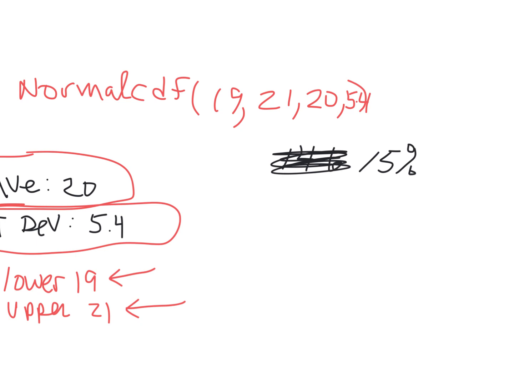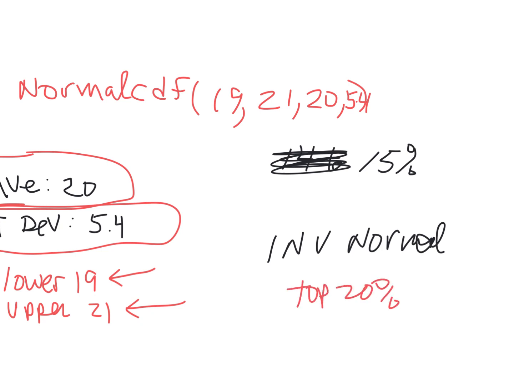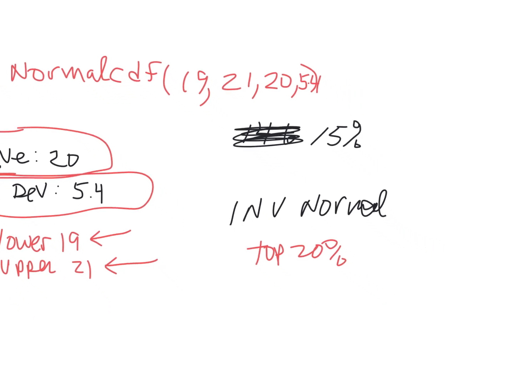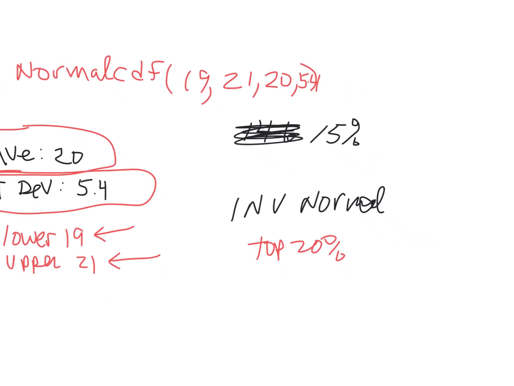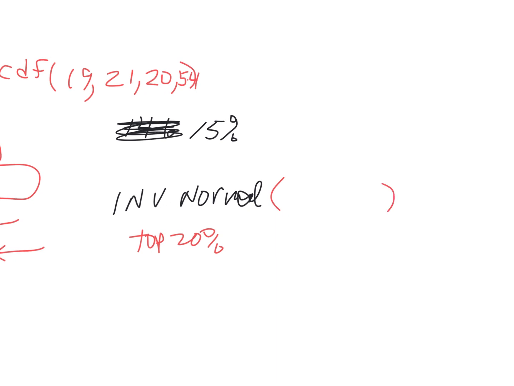Now, how would we use that inverse normal thing? I'll remind you. Inverse normal is when I say, I want to be in the top 20% of ACT scores, because my college I'm going to says if I'm in the top 20%, that they'll let me in. Well, you're going to use inverse normal, and then after that, be careful. It'd be very easy to mess this up.